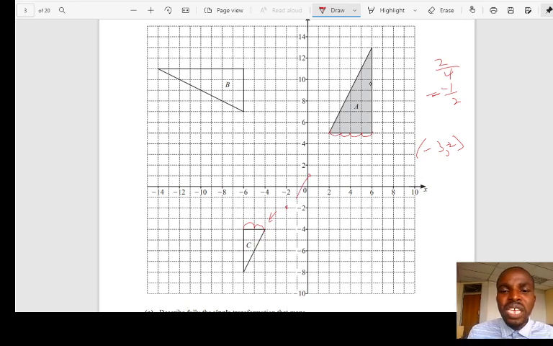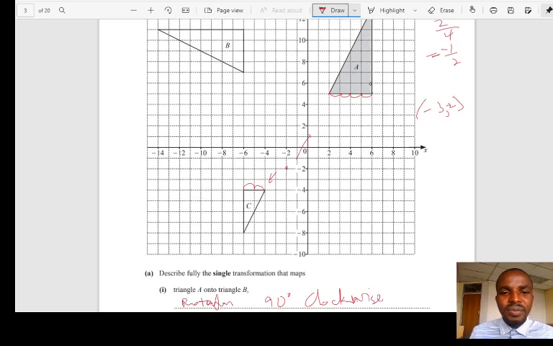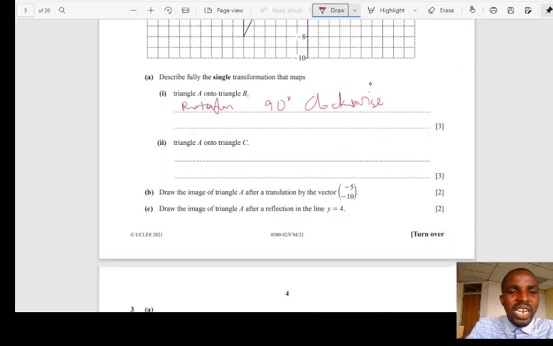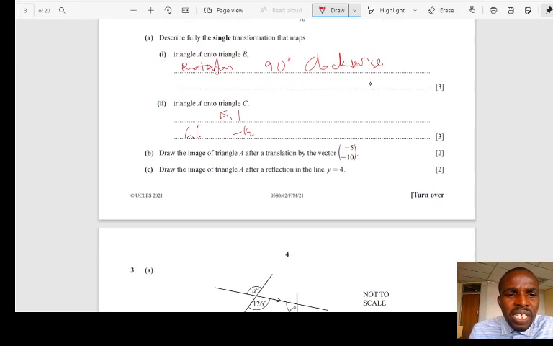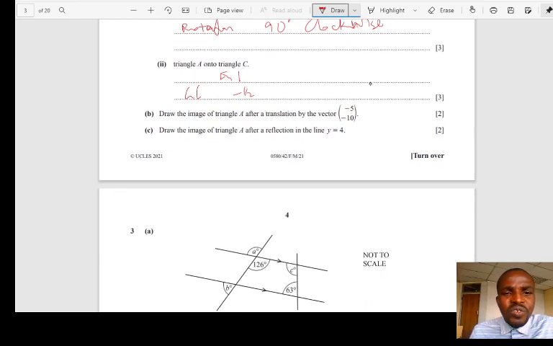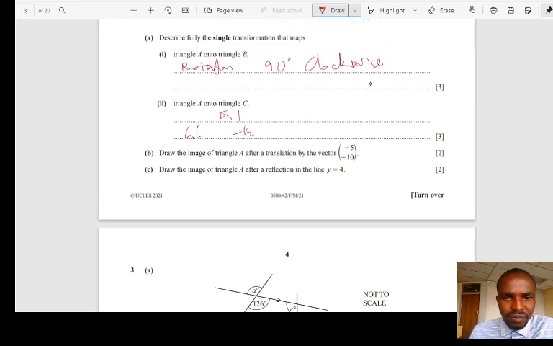So this one will be minus half. That's the scale factor. So enlargement, scale factor minus half. You write scale factor, minus half. Then for the center of enlargement, you join the corresponding points, then you have to write the center of enlargement here. Take note of that. Right, then draw the image of triangle A after a translation by vector minus 5, minus 10.